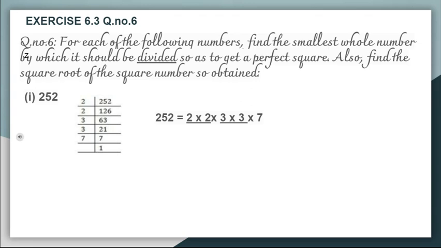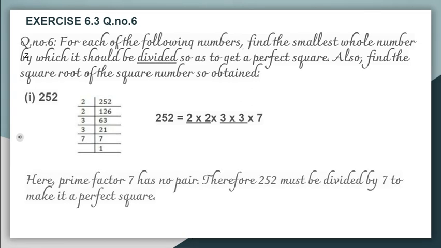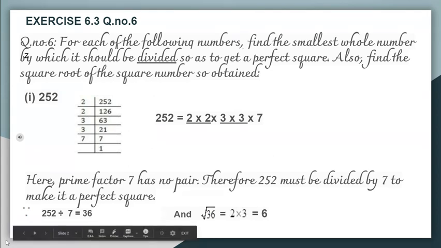So how will we write? Here, prime factor 7 has no pair. Therefore, 252 must be divided by 7 to make it a perfect square. So, 252 divided by 7 is equal to 36. And one more question is there. Also find the square root of the square number so obtained. Here we got the square number 36, so we have to find the square root of 36. That is equal to the remaining numbers that are having pairs, here 2 and 3. So, 2 times 3 is 6. Clear?